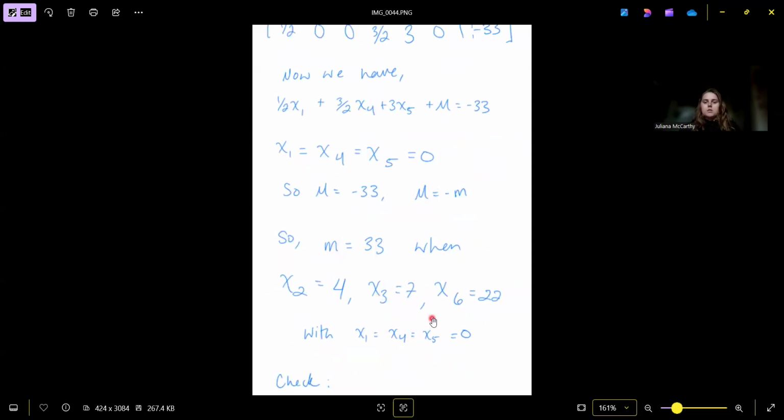So yeah, that's minimizing the objective function subject to the four constraints using the simplex method. So those were the three problems.